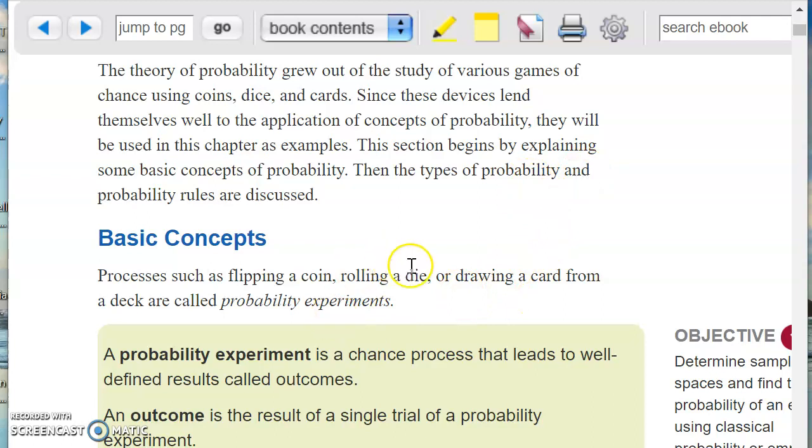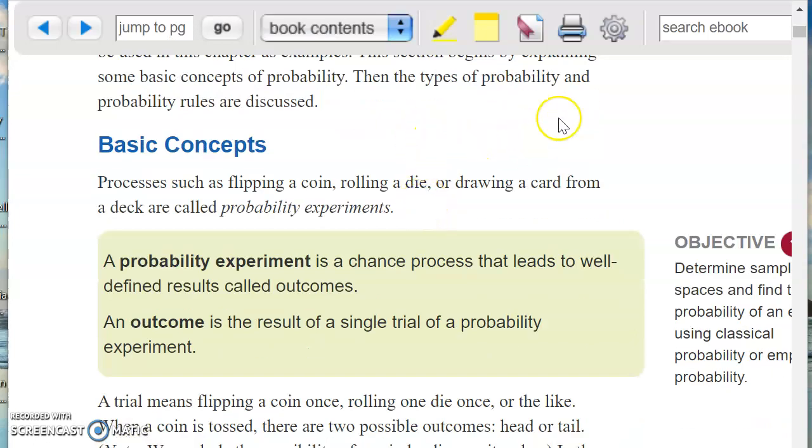All right, so here's the basic concept. Certain processes, such as flipping a coin, or rolling a die, or drawing a card, we call those a probability experiment. What's the key here? The key is it's a chance process. In other words, we don't know what's going to happen.